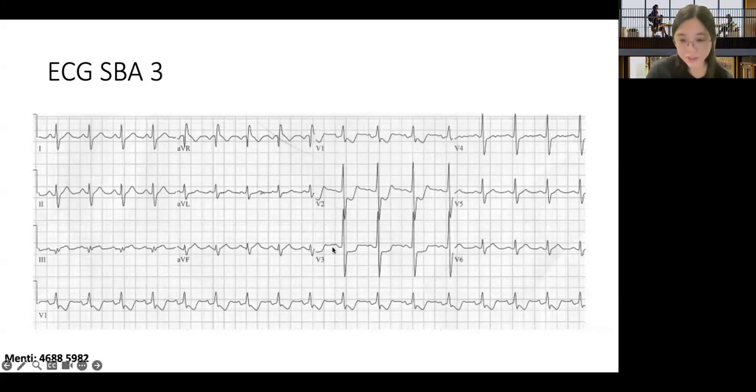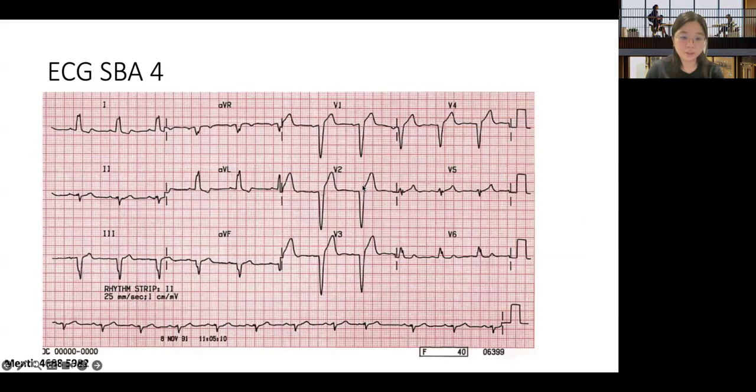What differentiates it from LV hypertrophy is that you can see the reciprocal ST depression. It won't confirm your diagnosis, but you would do an additional posterior lead ECG to confirm it. Right, SBA 4, the last one. I thought you guys might be ready for an open-ended answer.